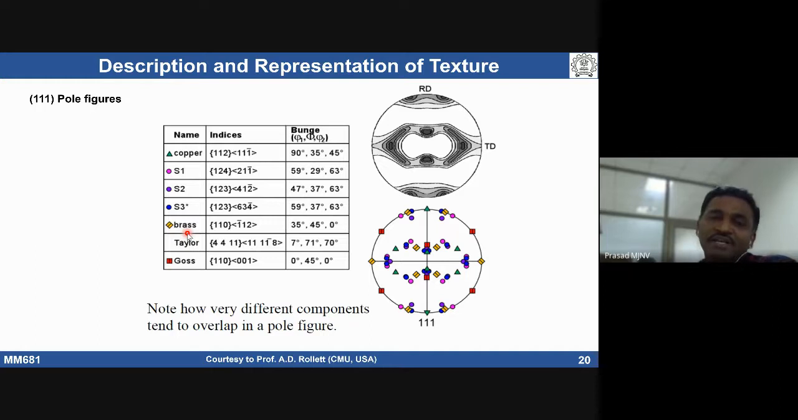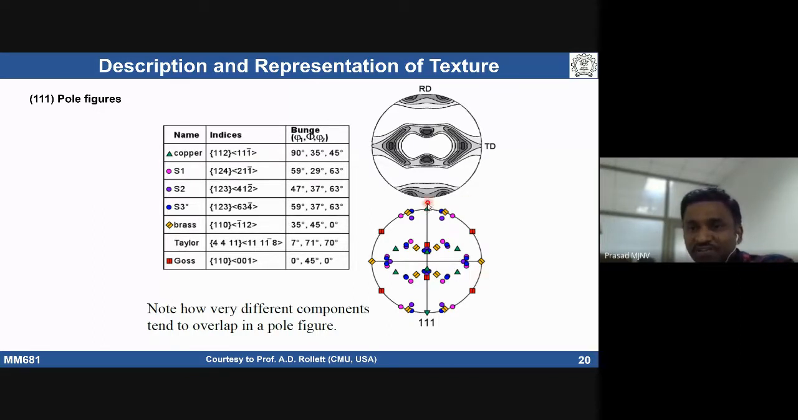If it is more intense at other angles, the brass component is present in the material. But one of the problems with pole figures is that we see this kind of pattern and simply call it a copper component, though it is not only the pure copper component. Several other components are also present in this pattern. Though the dominant one is the copper component, we also see several other components. That is one of the drawbacks of a pole figure.